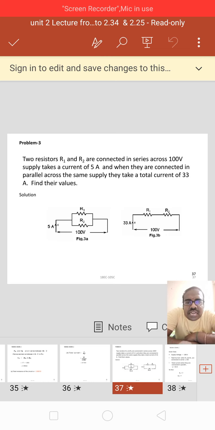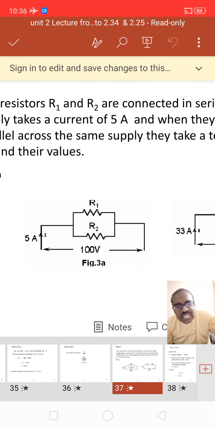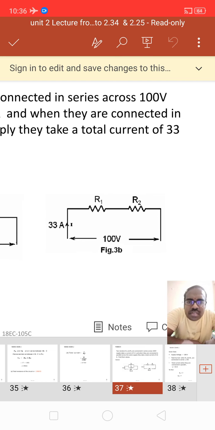When connected in series, it is connected to a supply of 100 volts and takes a current of 5 amperes, and when connected in parallel it takes a current of 33 amperes, with the same 100 volt supply. Verify the two figures: in one, R1 and R2 are in series with current 5 amperes and voltage 100 volts; in the other, the total current in the circuit is 33 amperes.